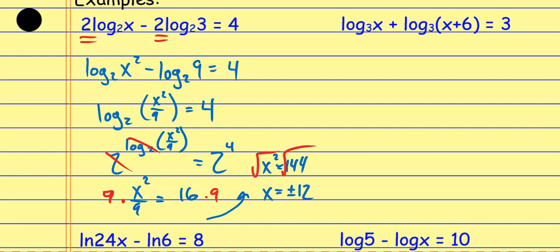But you can probably guess where this is going. As I plug these things back in, I can't plug that negative 12 in because it gives me a negative inside the logarithm. So just the positive 12. The negative is extraneous. Okay?